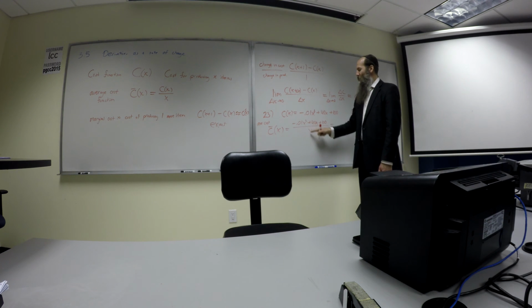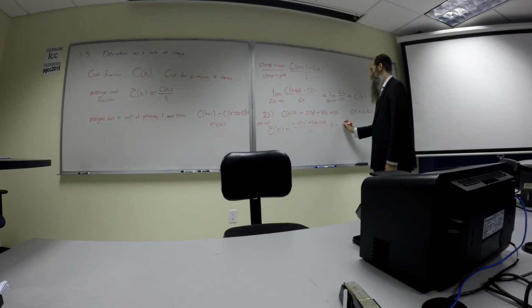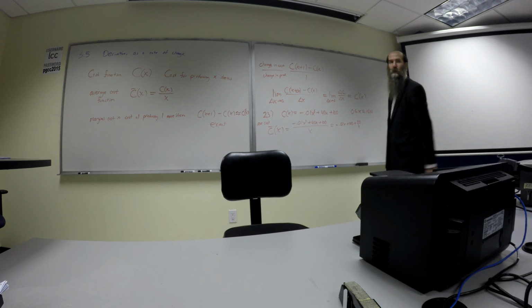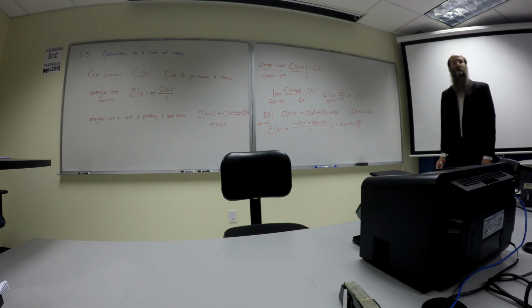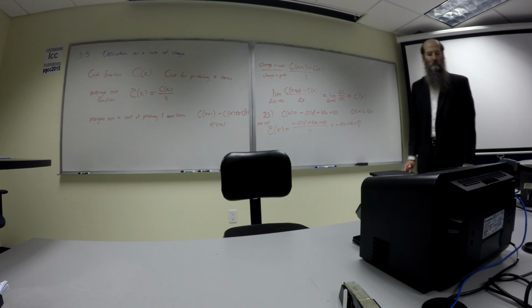Cancel the x from here, and leave this as a plus 100 over x. So it'll look like this: negative 0.01x plus 40 plus 100 over x. That's the way they do it. It's not customary to do that for other problems. I mean, specific to this problem, you would actually cancel in that manner.